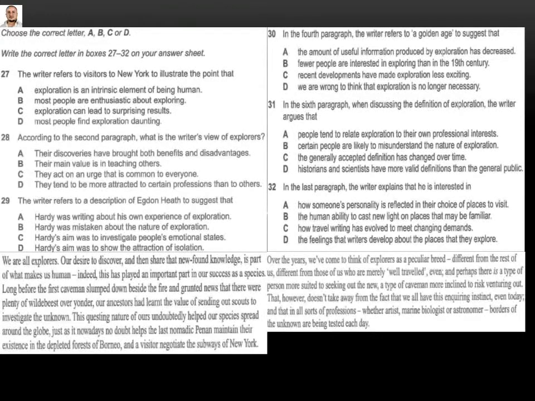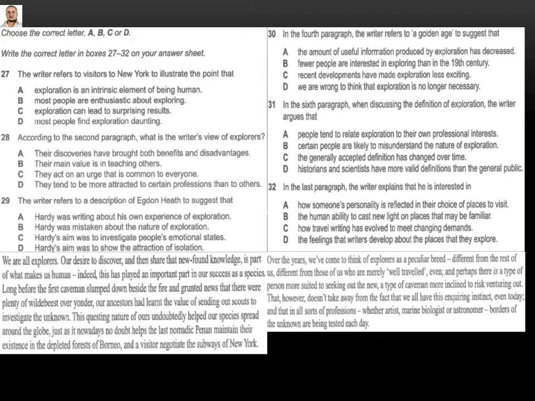28. According to the second paragraph, what's the writer's view of explorers? Let's see the choices. A. Their discoveries have brought both benefits and disadvantages. B. Their main value is in teaching others. C. They act on an urge that is common to everyone. D. They tend to be more attracted to certain professions than to others. Let's see the second paragraph.